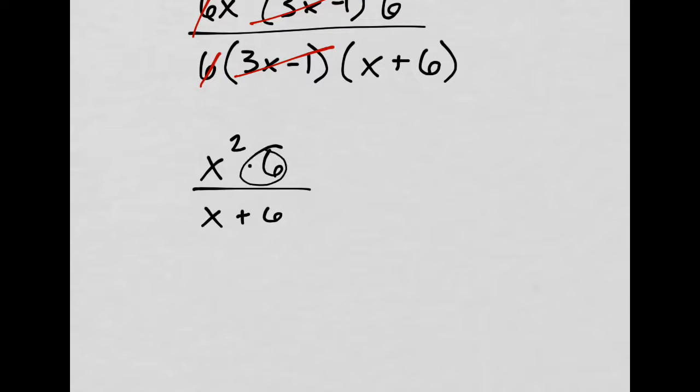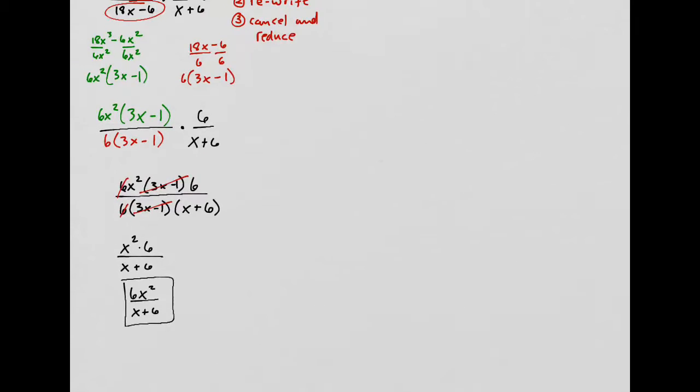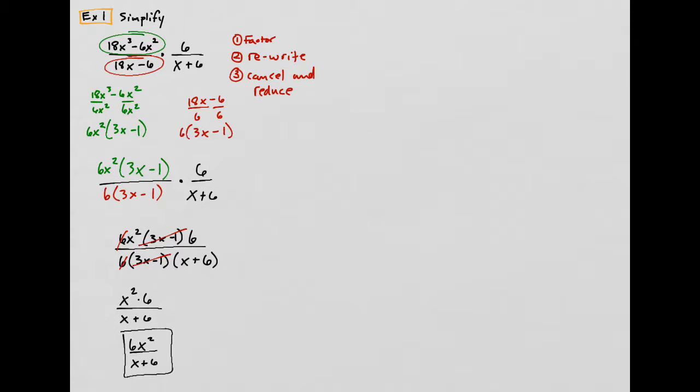Usually you write this in front of the variable. It's a coefficient, so it's 6x squared over x plus 6. Remember, you cannot cancel those out. And that's all there is to it. It's actually all the same steps as we had before. Factor and cancel and reduce. Let's try one more real quick.